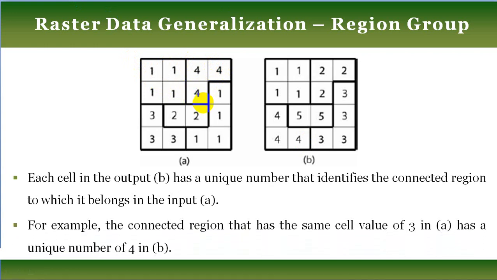For example, the connected region that has the same cell value of 3 in A, you see those cells have the same cell value, they are connected. In the output raster, their cell value is computer generated as 4. So that sort of unique combination is created using region grouping. Generally we perform such raster operations in GIS software. So that's all regarding raster analysis techniques. Thank you.